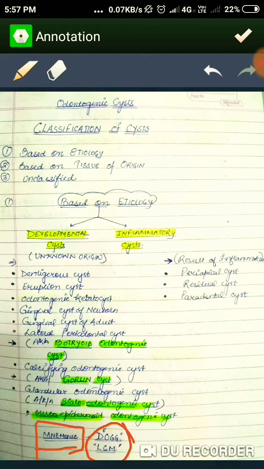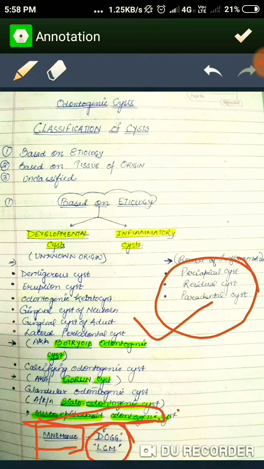So if you want to memorize it in sequence, from the most common, this is dentigerous cyst, then the eruption, then OKC, then gingival cyst of adults, gingival cyst of newborn, then LCM. You can remember by the mnemonic LCM, that is lateral periodontal cyst, calcifying odontogenic cyst, and the glandular cyst.